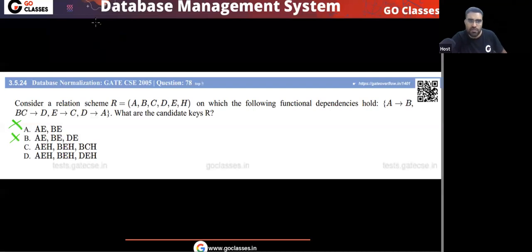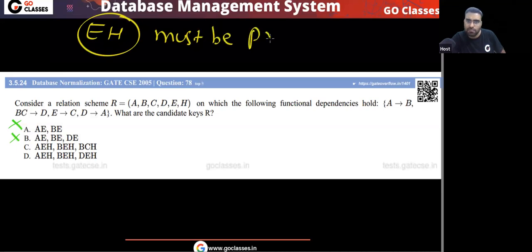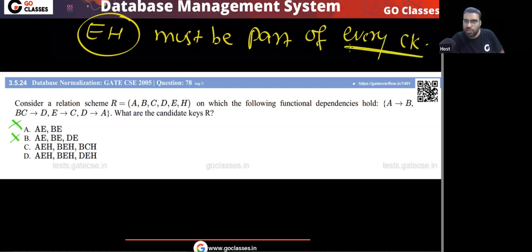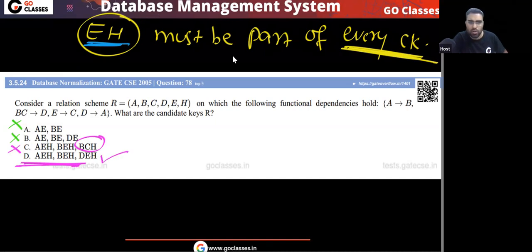This is already very simple: this EH must be part of every candidate key. So automatically which options are gone? Actually this option is also gone, right? Option C is also gone. So the answer will be option D. Yes or no? Only option D is remaining because EH must be part of every candidate key.